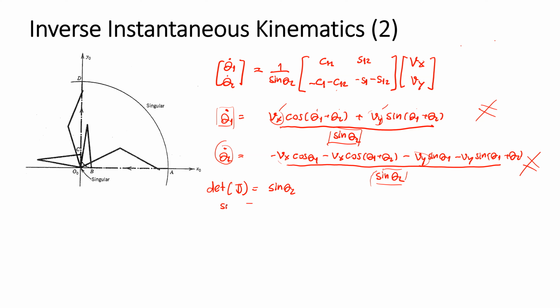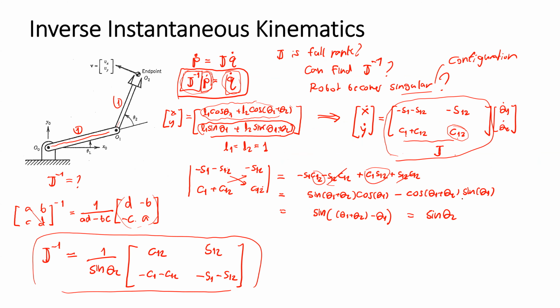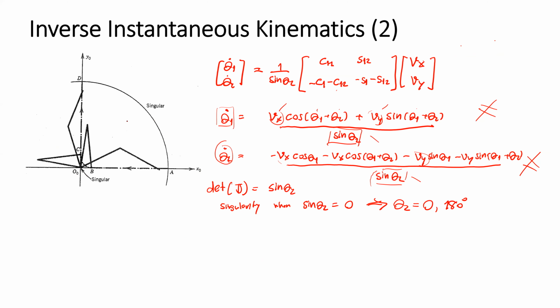The robot will have the singularity point when sine theta 2 equals 0, which means theta 2 will be 0 degrees or 180 degrees. What's going to happen to this robot if theta 2 is 0 degrees or 180 degrees?